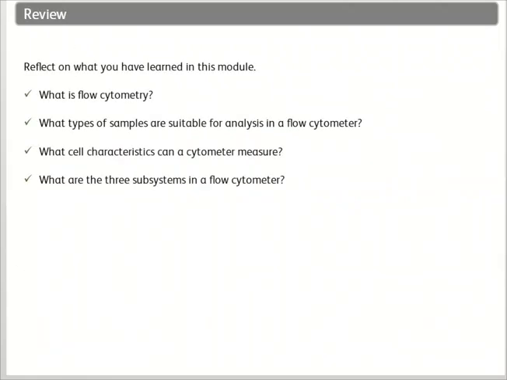Reflect on what you have learned in this module. What is flow cytometry? What types of samples are suitable for analysis in a flow cytometer? What cell characteristics can a cytometer measure? What are the three subsystems in a flow cytometer? Click Next to take a quiz and check your understanding of the content shown in this module.